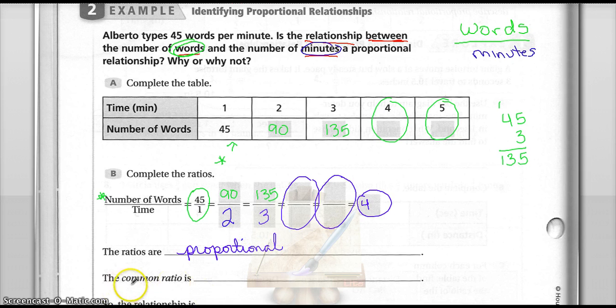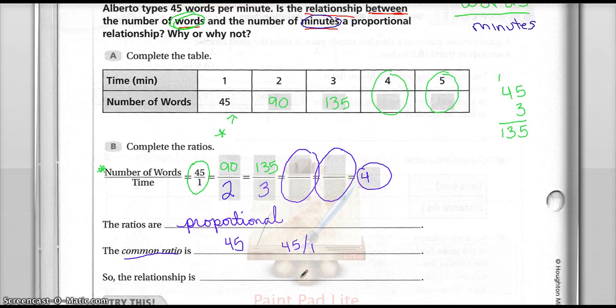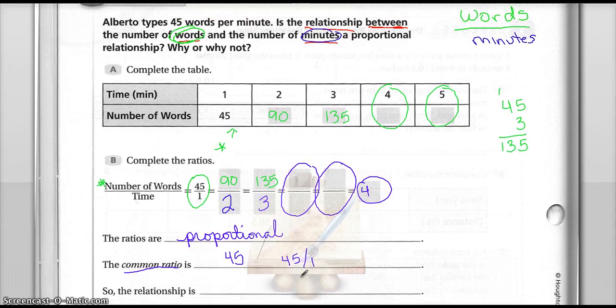And then right here it says the common ratio is something. So what was our common ratio here? Well, it was 45, or 45 over 1, because that's what all of those other ratios simplify to. And so you would say the relationship is proportional. Okay, so that finishes up this section.